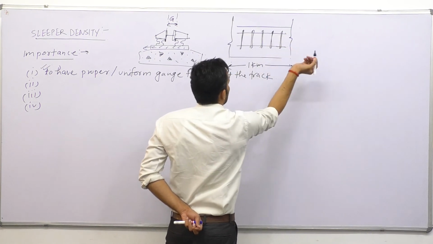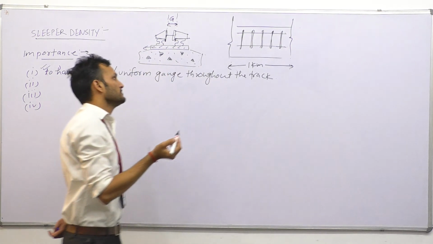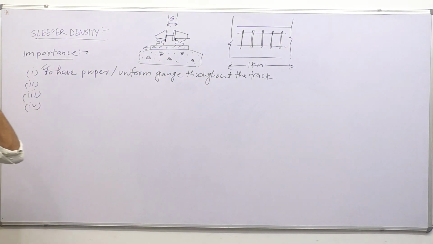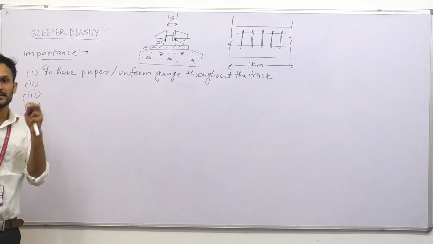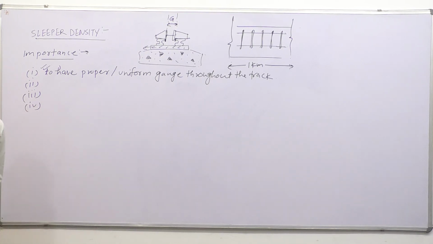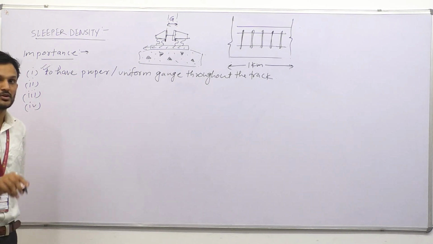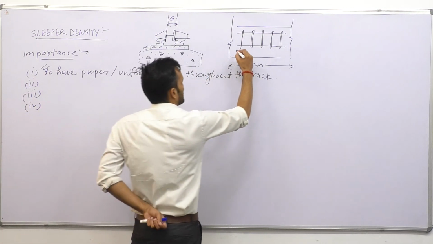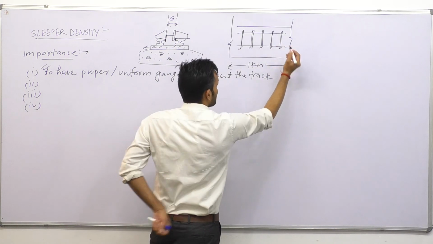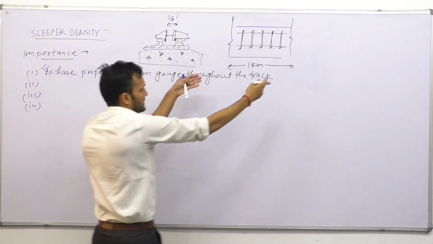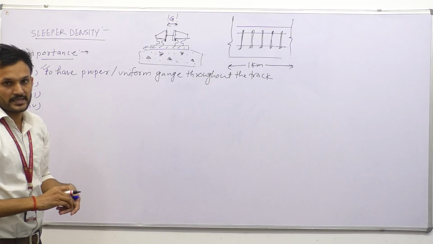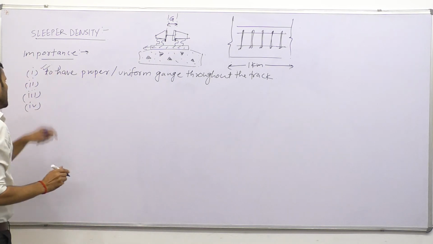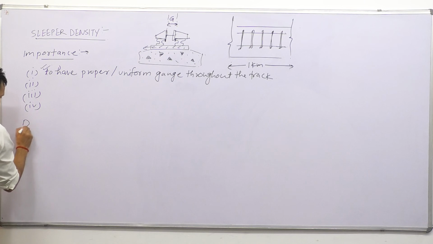The problem if the gauge is not uniform is well known to everyone who can visualize it: if the gauge is non-uniform, then it is going to cause wear and tear of the wheel flange, as well as instability. It can deteriorate the stability of the railway track in terms of its functioning throughout its service life. So this number of sleepers in 1 kilometer or a unit distance of track is referred to as sleeper density, and it has a designation.